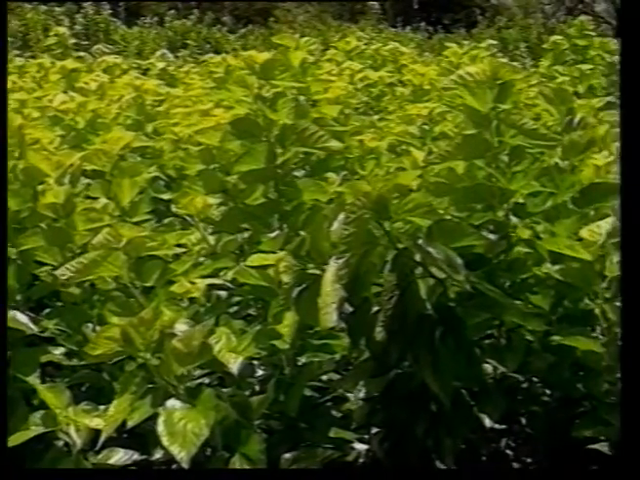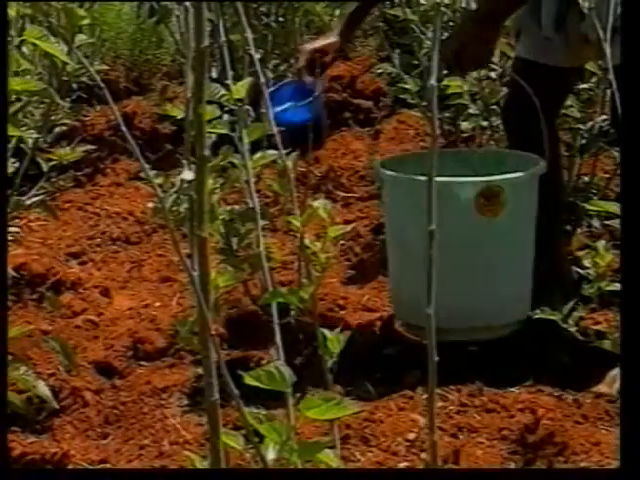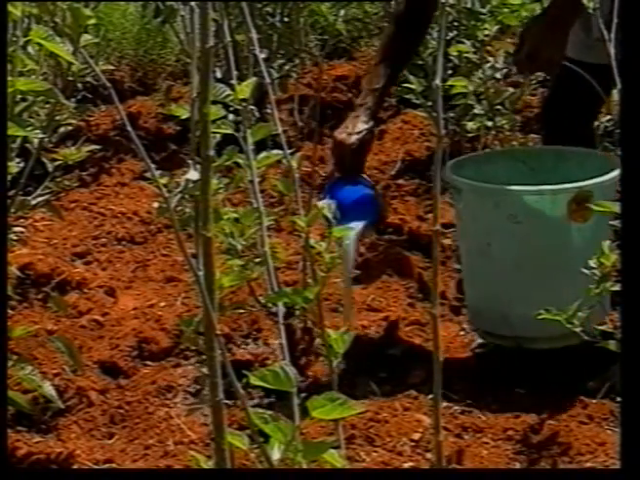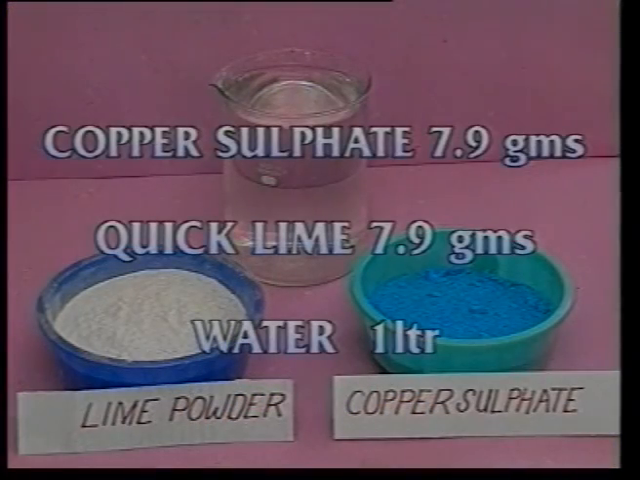What about established plantations? At the first signs of leaf withering, the soil around the suspected plant must be drenched with Bordeaux mixture, prepared by mixing 7.9 grams of copper sulfate and an equal quantity of quicklime in 1 liter of water.